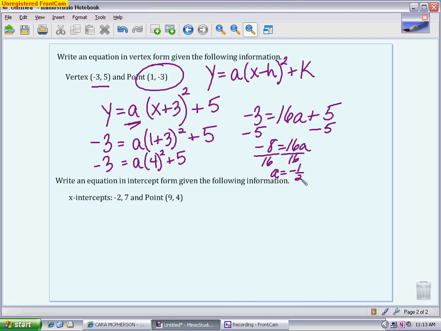And a is a constant. It does not have to be a whole number. It could be positive or negative. It could be a whole number or a fraction. So my final answer is y equals -1/2 (x plus 3) squared plus 5.